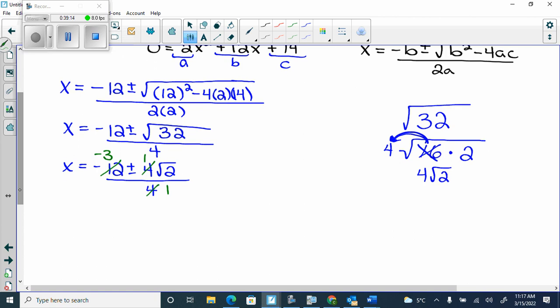X equals negative 3 plus or minus root 2.